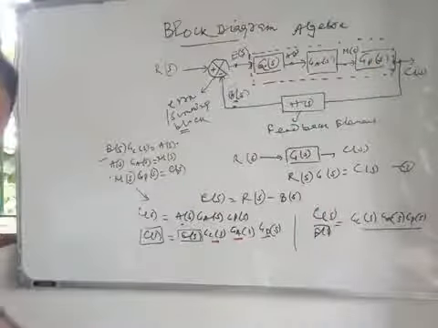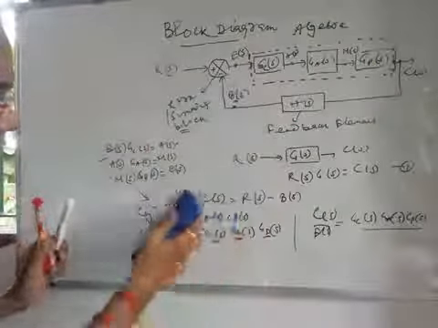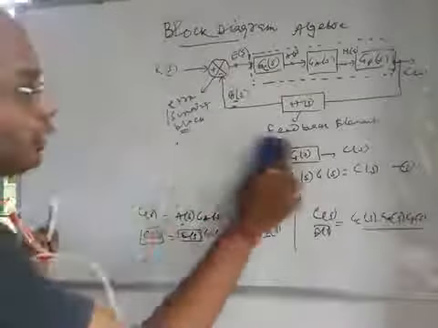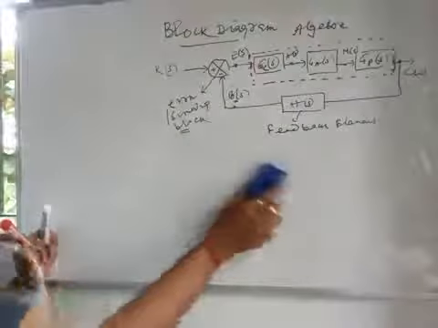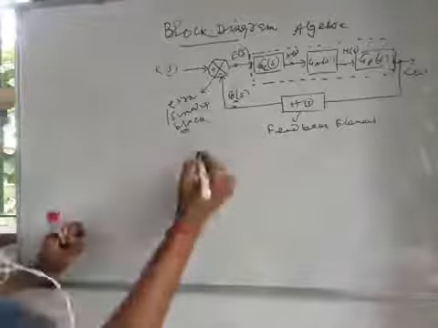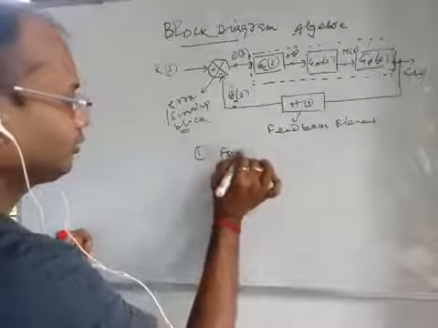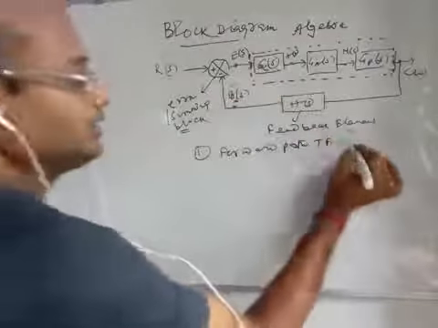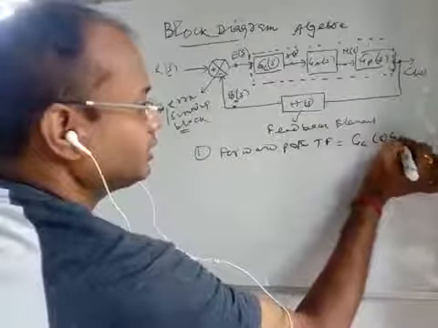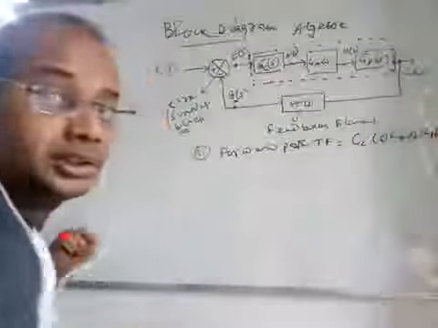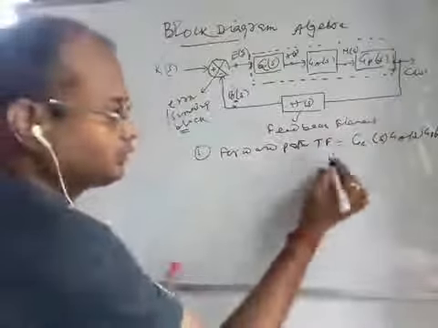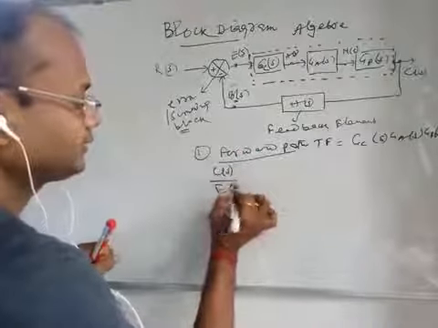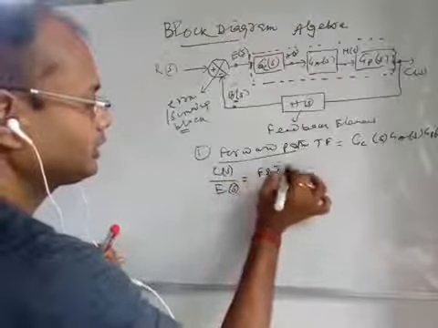So from here, definitely we will get the forward path transfer function. What is the forward path transfer function? That is GCS, GAS and GPS, right? So we will call it forward path transfer function. So from this, we get, this is number one, forward path transfer function. That is GCS, GAS into GPS, right? So this is your forward path transfer function. That means CS by ES. This is your forward path transfer function.